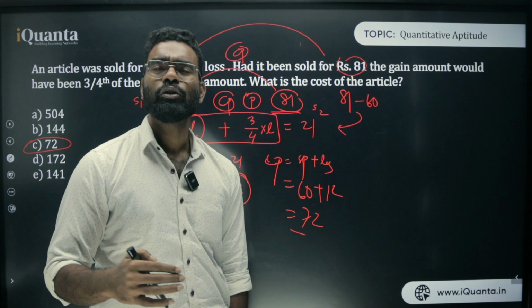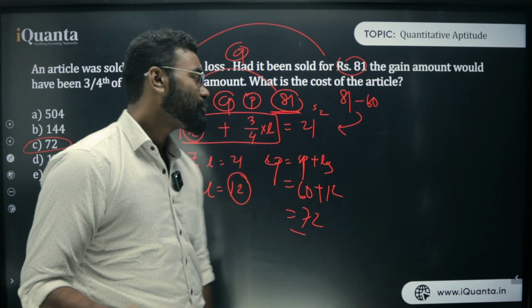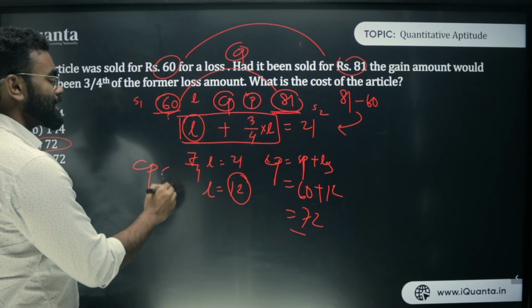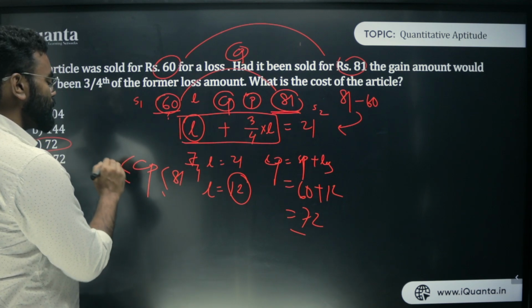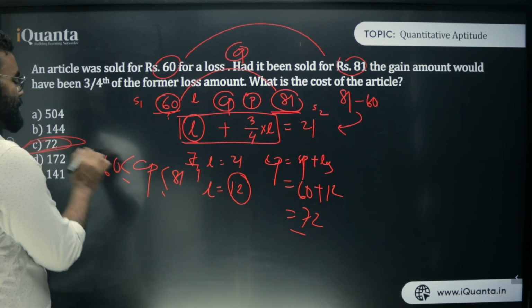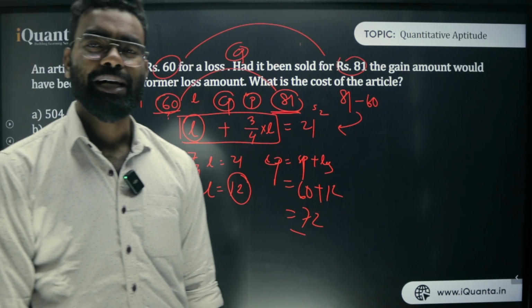While 60 you are making a loss, that means your cost price is more than 60. So your cost price has to be less than or equal to 81 and more than or equal to 60. And there is only one option which is in this bracket. So hence the answer is 72.